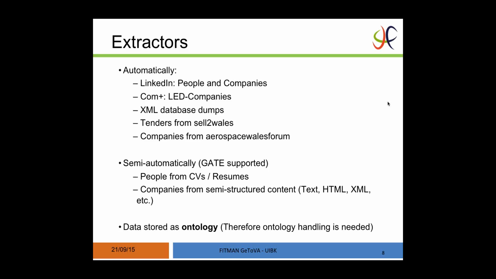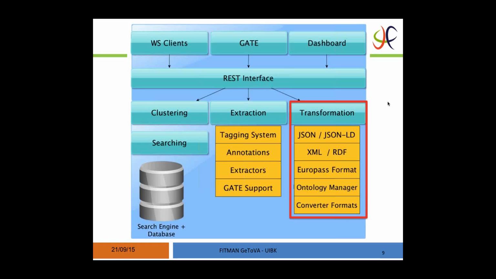And for the semi-automatic extraction, which requires you to use Gate, it is possible to extract data from CVs, the resumes. This is the main focus we put on when it comes to extraction using Gate. But it's also usable to extract companies. Gate is the best fit for extracting data from text-based formats like text, HTML or XML. And the data we extract is then stored as an ontology.